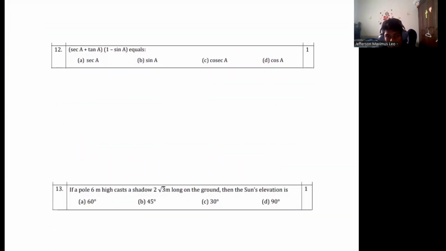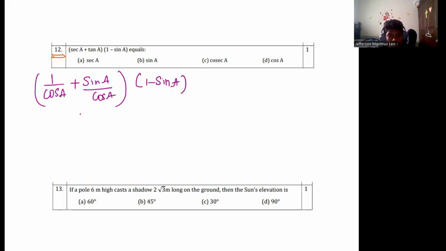Okay, 12th question, please read. Secant A plus tan A times 1 minus sin A equals to. Secant A can be written as 1 by cos A. Yes, ma'am. Tan A is sin A by cos A. Okay, ma'am. Already here 1 minus sin A. So 1 plus sin A by cos A. By cos A square. Cos square A. Plus LCM is cos A.